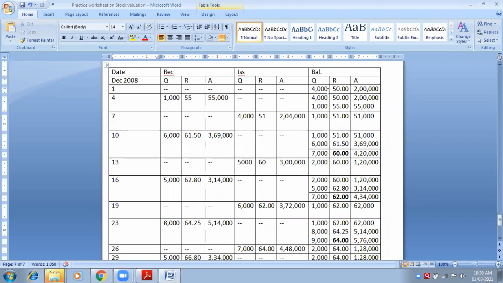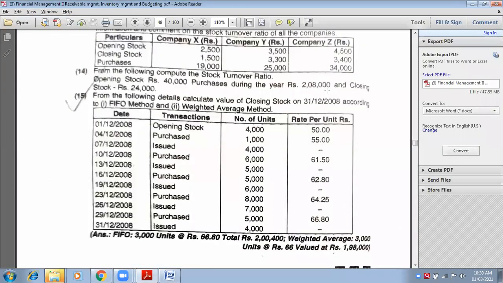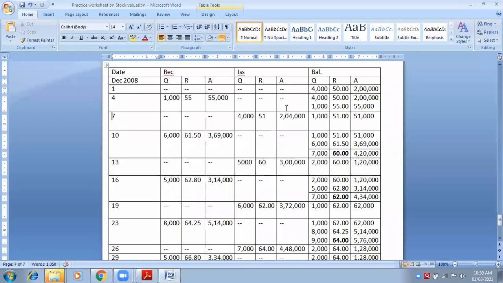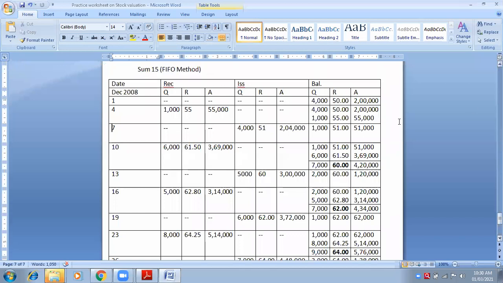Now tell me, next date is 7th date. They say 4,000 has to be issued. Now, it is FIFO method, so from which slot do we need to issue? The very first one, 4,000. Out of 4,000, can we issue 4,000? Yes, very easily. If you have that 4,000, you can issue that 4,000 easily. 4,000's rate is 50, so we need to take the help of that same 50.